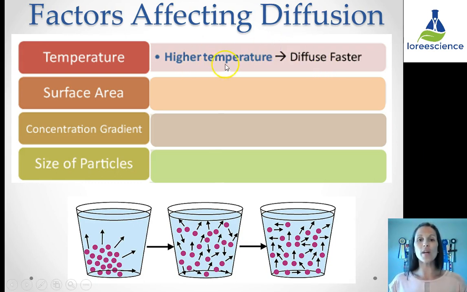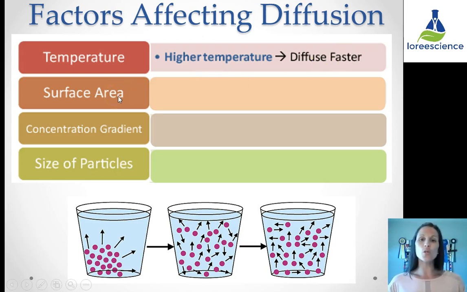So this is what you want to write in your note template, that higher temperatures will cause diffusion to happen faster. But that means that the opposite is true. If we made the temperature colder, the particles are going to move slower. Therefore, diffusion will happen slower as well.